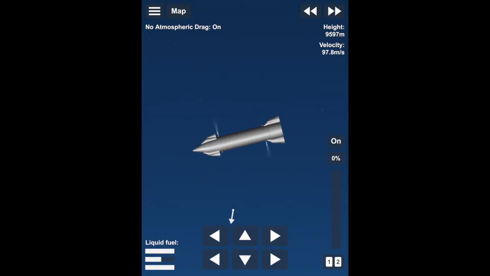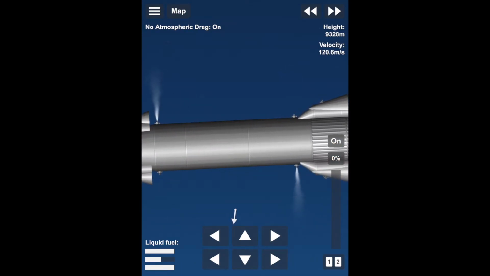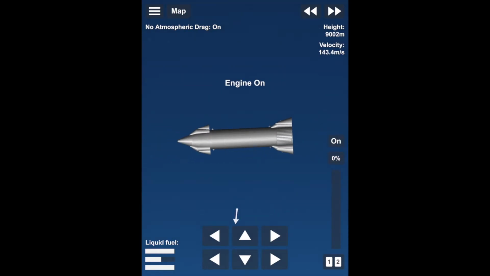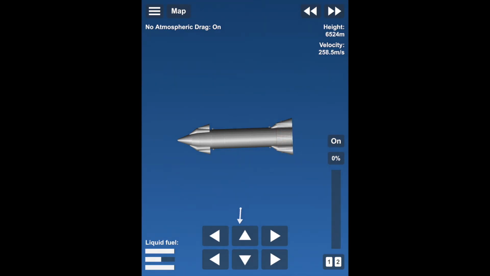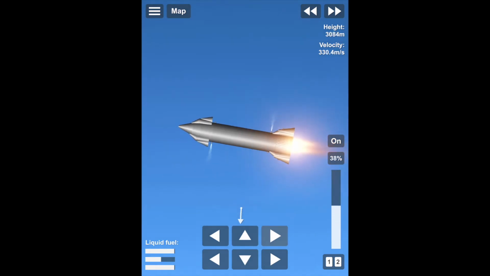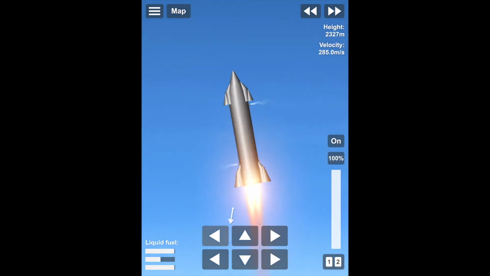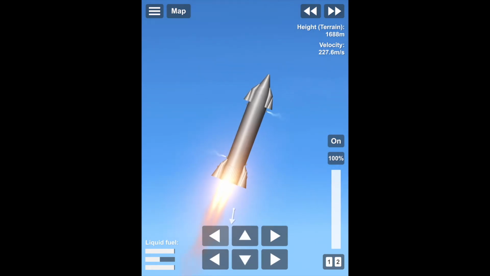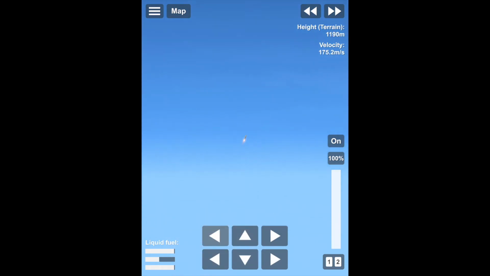We're in the horizontal descent phase now. We have ignition. Starship heading back to the landing zone.